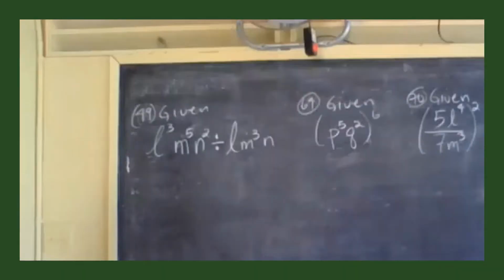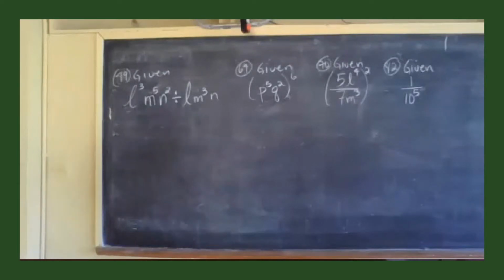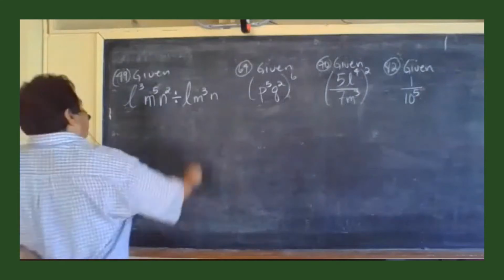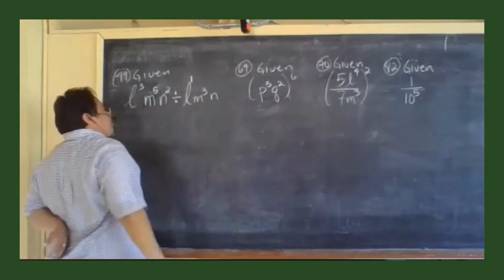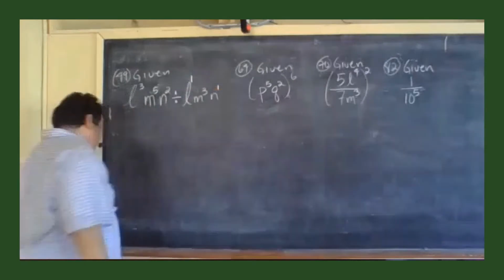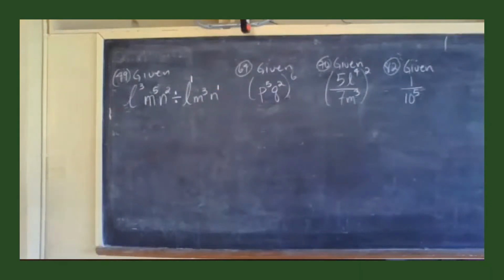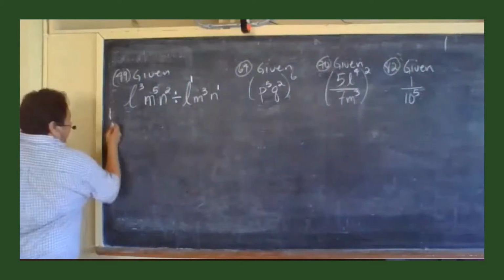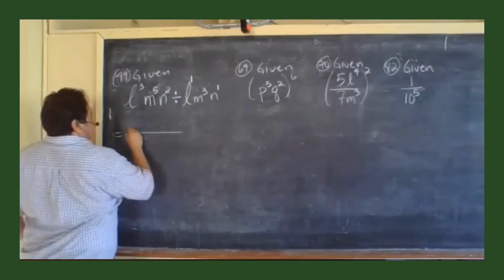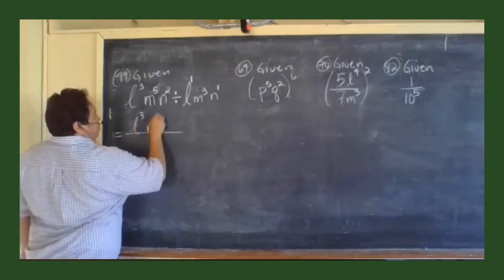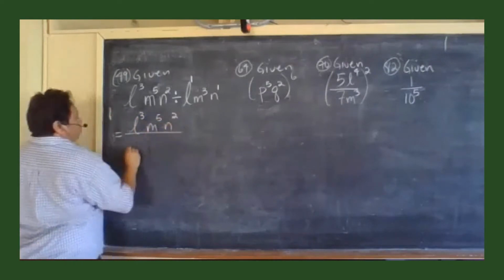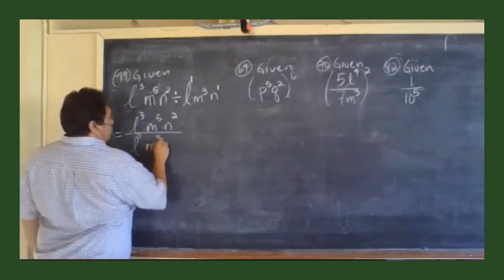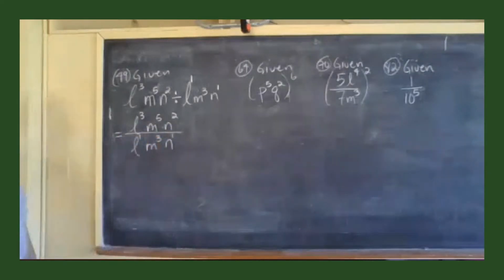Number 49 says, given L to the third, M to the fifth, N to the second, divided by L to the first, M to the third, N to the first, we're going to write it as a fraction there: L to the third, M to the fifth, N to the second, over L to the first, M to the third, N to the first. So that's the first thing we do, write it as a fraction.